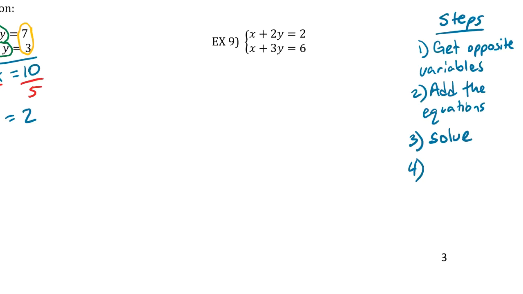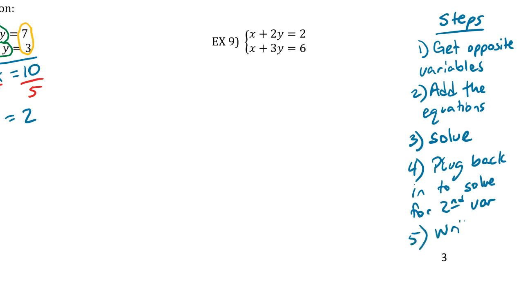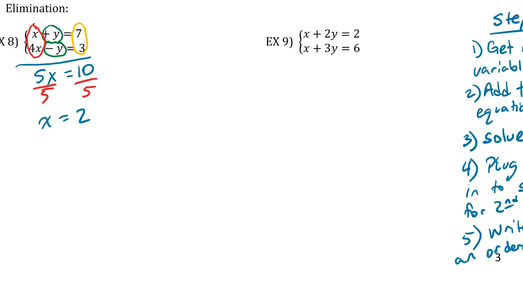So step 4, we're just going to plug back in to solve for the second variable. And then just so you have that last step, it's going to be write as an ordered pair. Just like before. All right. So we already have x equals 2. So we're going to plug it back into either one of those first two equations. It doesn't matter which one, so just pick whichever one you think looks easier. So in this case, I see smaller numbers in x and y, so I'm just going to pick that one. It really does not matter at all though.